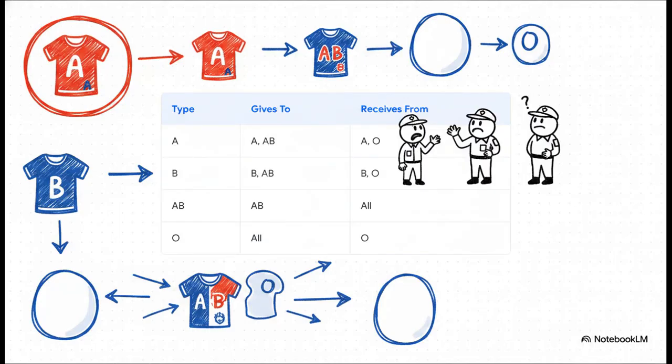And look at how neatly this all resolves into a simple set of rules. Let's take type A, for example. It can give blood to other A's, and it can give to AB because, hey, AB already knows what an A jersey looks like. But A can only receive from other A's and from type O. Why type O? Because remember, O isn't wearing a jersey at all. It just sneaks right past the security guards unnoticed.